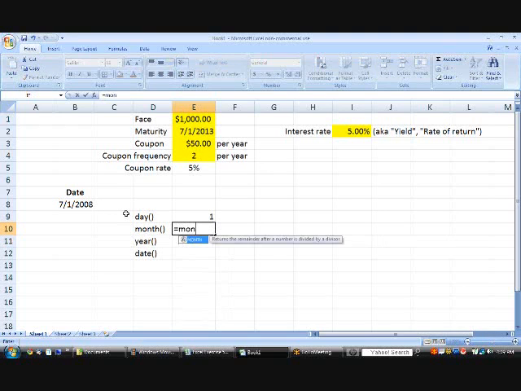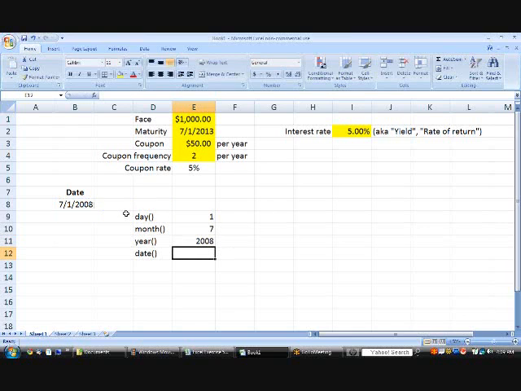And then the month function is similar. You give it a date, and it'll spit out the number 7, because July is the 7th month of the year. If it were August, it would give you the number 8, etc. And the year function, similarly, you give it a date, and it'll spit out the year. So in this case, 2008. And then the date function works basically in reverse. You give it a year, a month, and a day, and it'll put those together and make it into a date for you.